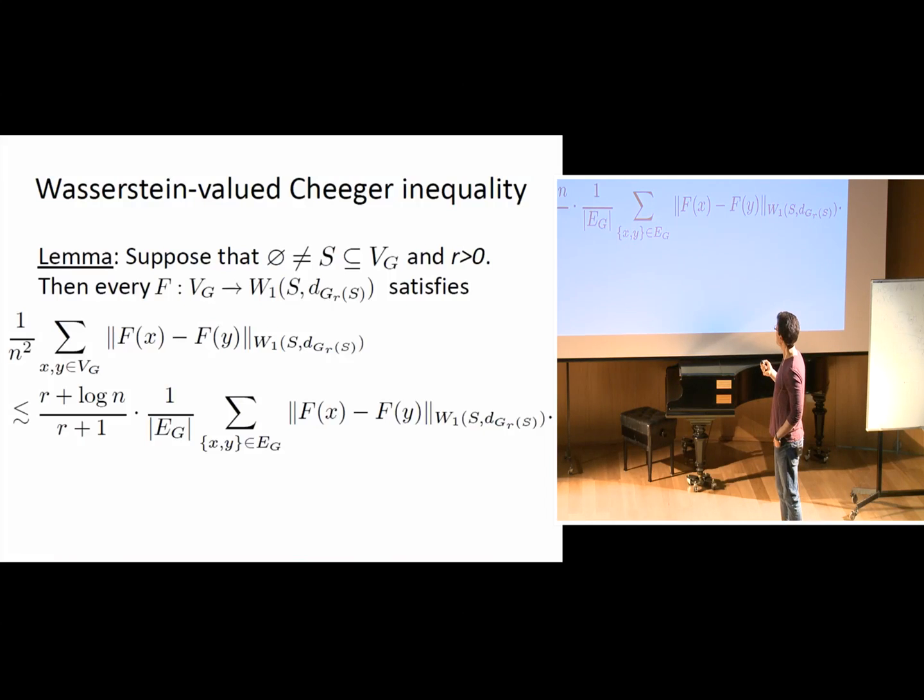Suppose you have a subset S, and you have a function from the vertices of my expander into, what is this? This is Wasserstein 1, this norm space, whose dimension is the size of S minus 1. But I take Wasserstein 1 with respect to the magnified metric. Okay, so this is a certain norm space. It depends on the subset, on the geometry of the expander, and on the magnification. And the theorem is that whenever you do that, and you look at the average distance between two points, as you run uniformly over all pairs of the vertices, that's at most the average over the same thing over edges. This is the norm with respect to the convex hull, and the constant is r plus log n over r plus 1.